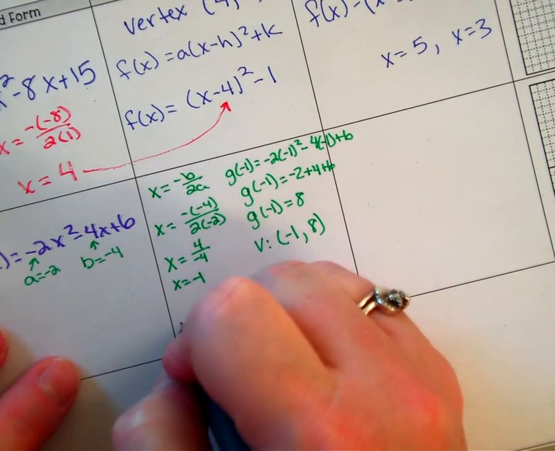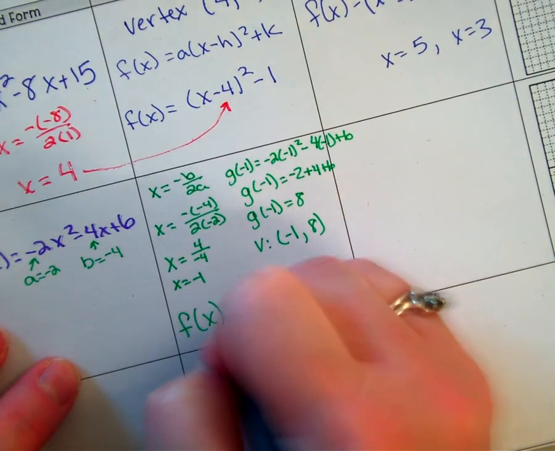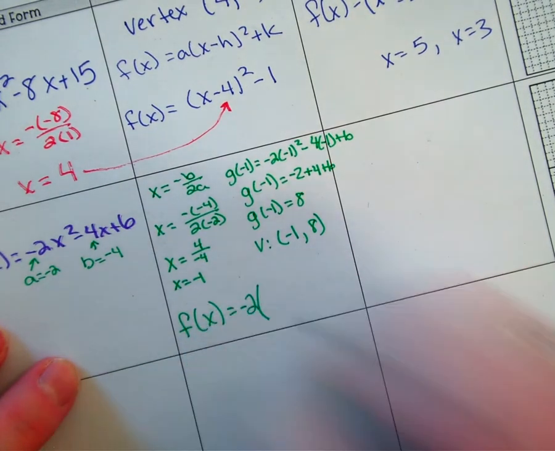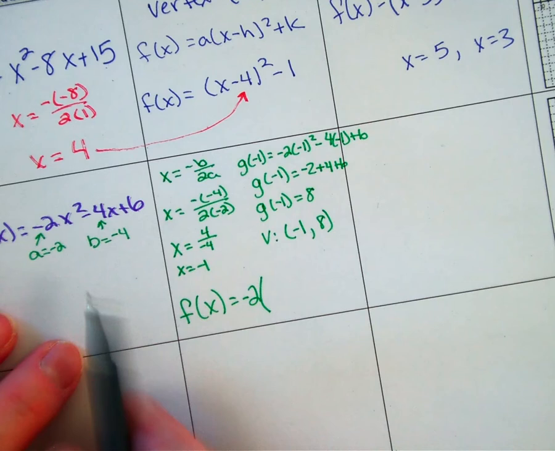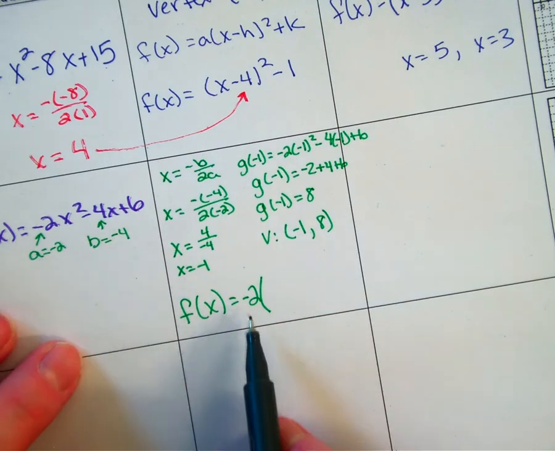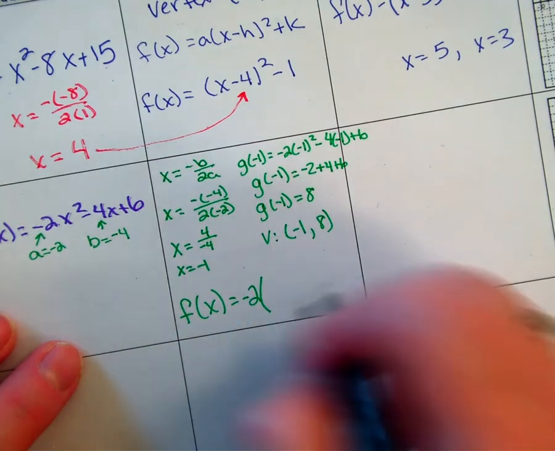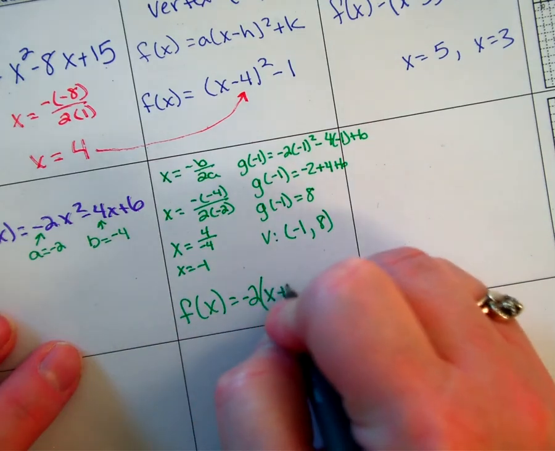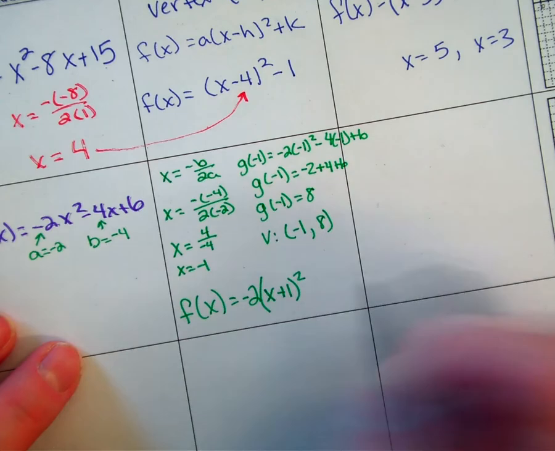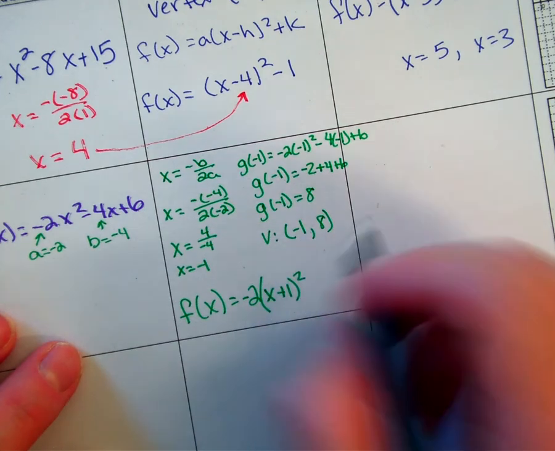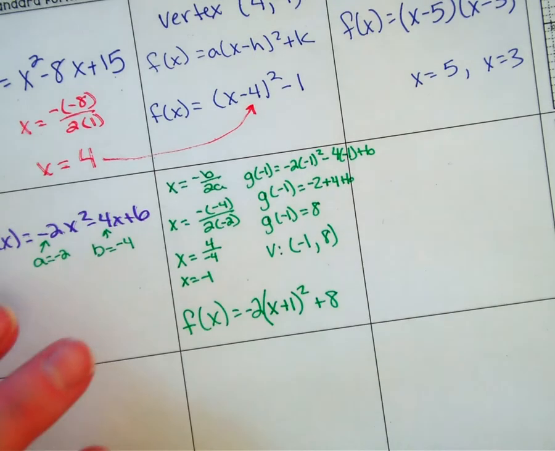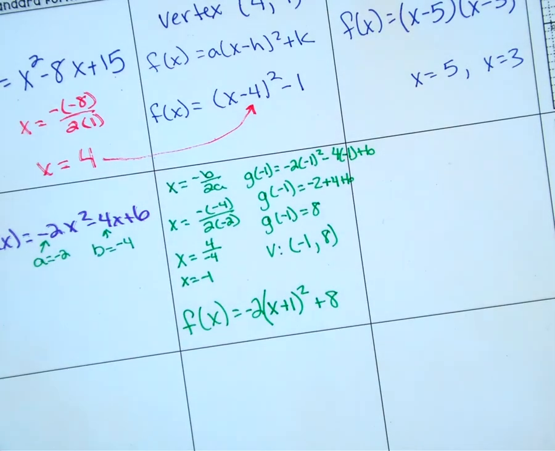So my vertex form, again, is going to have the same a value as my standard form. My a value is negative 2, so my a value here for my vertex form is also negative 2. And it's going to become x plus 1 squared, because it would be minus negative 1, plus 8. There's our vertex form. Same function, just writing it in a different way.